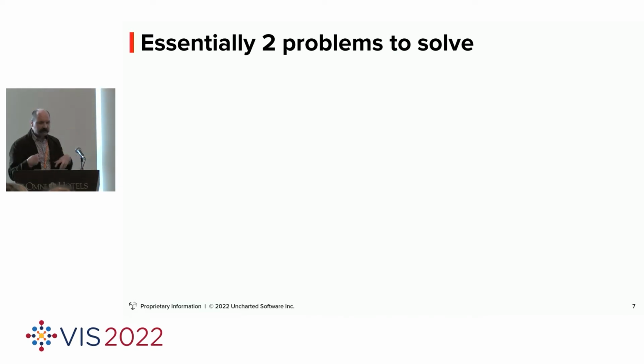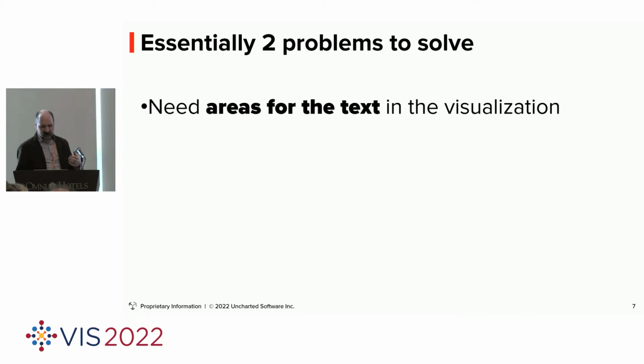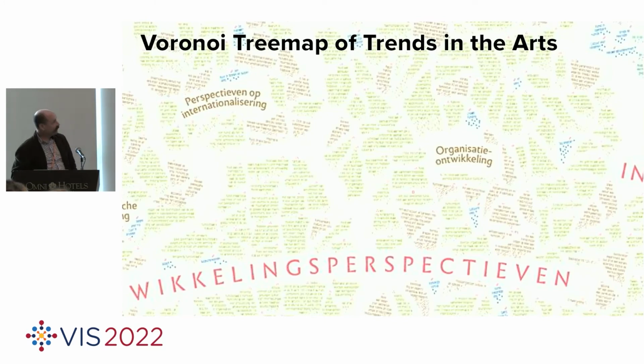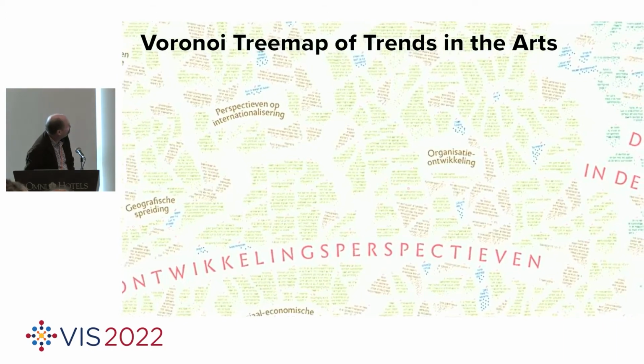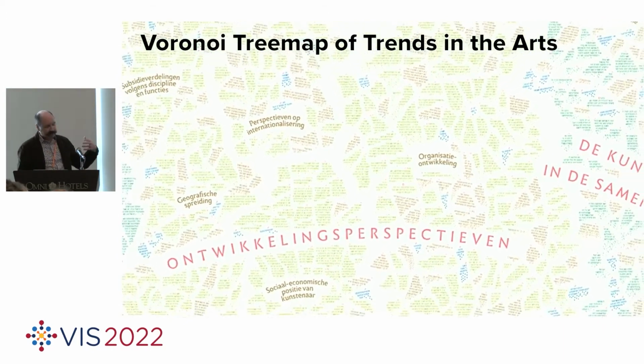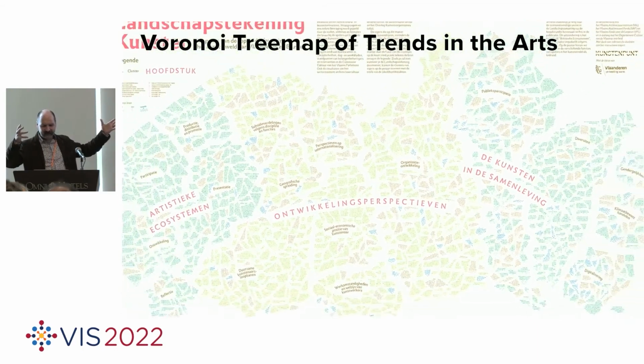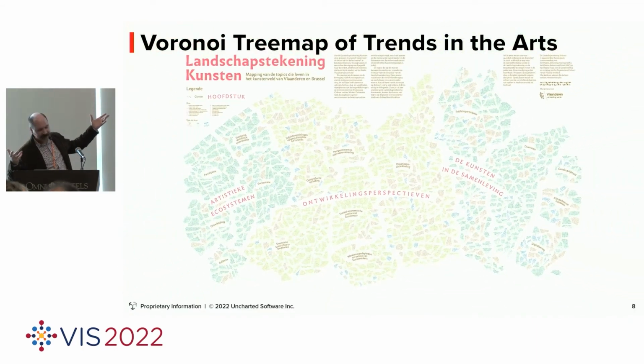So I think we need to bring the qualitative in, and there are really 2 things that we need to solve. One of those is that we need areas for the text in the visualization, and then we also need to fit the text into those areas. And here is a cultural map where the text is not readable on the screen, but this has words, phrases, sentences in here. And it's very similar to a Voronoi tree map, and it's got hundreds of sentences in it, right?